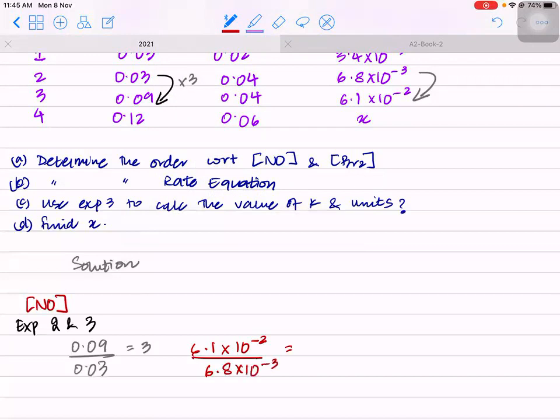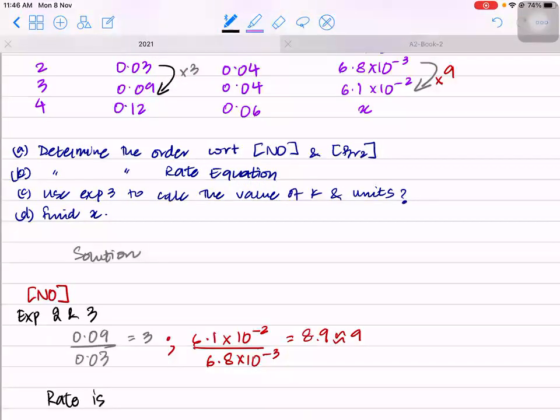So how does the rate change? You divide this by this, and the rate changes by how much? 8.9. Do you see? You can round that off to 9. So the rate is changing by 9. When you are changing the concentration by 3, the rate is changing by 9. That means it is second order. Do you see the rate is increasing by the square of 3? So can we say that the rate is second order with respect to NO?